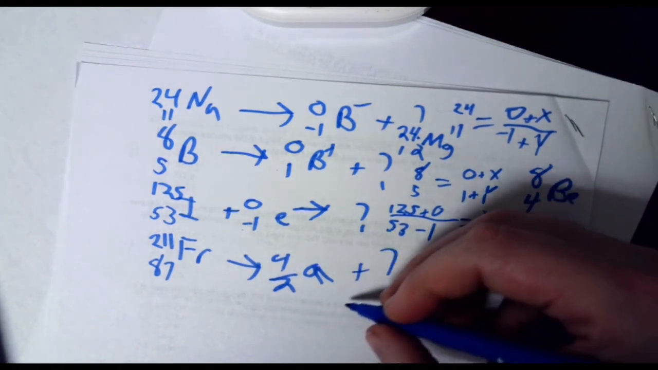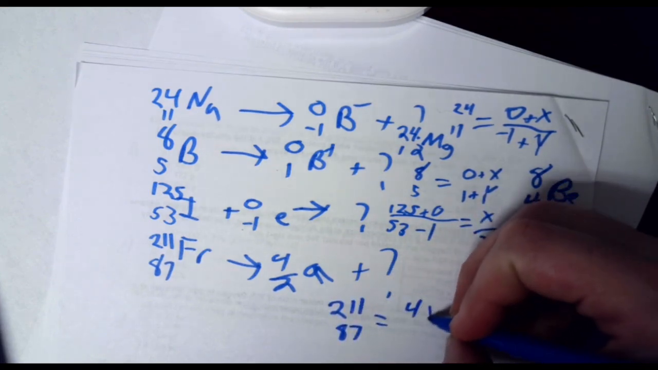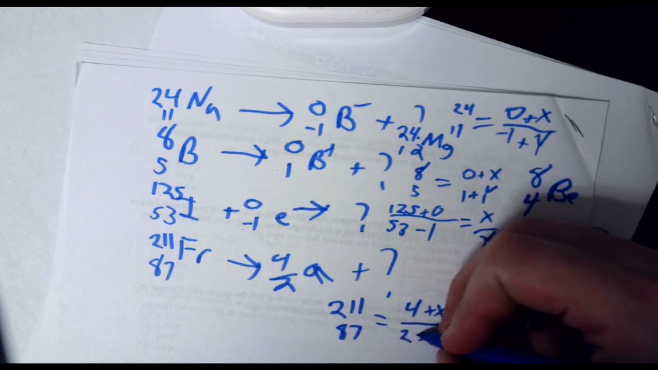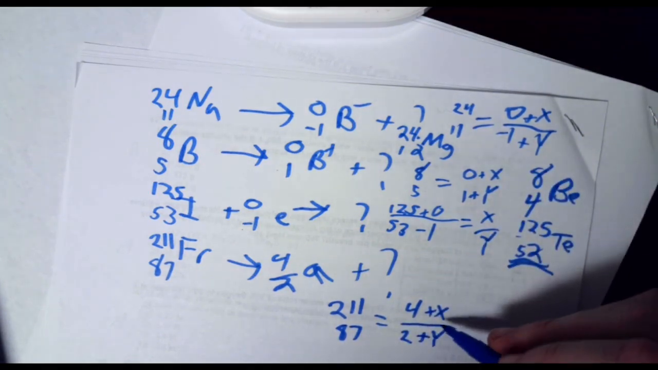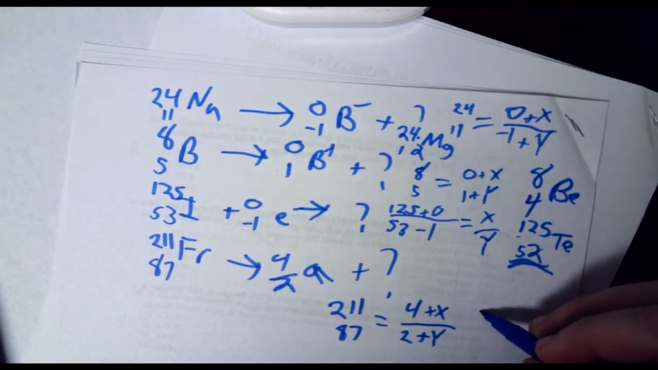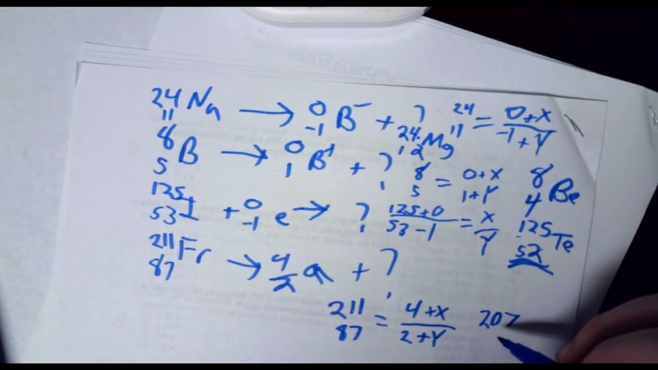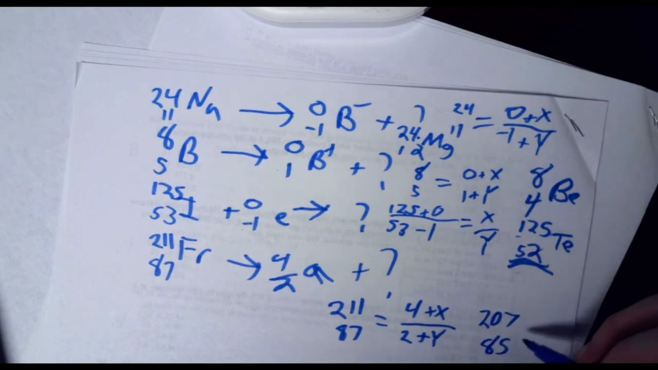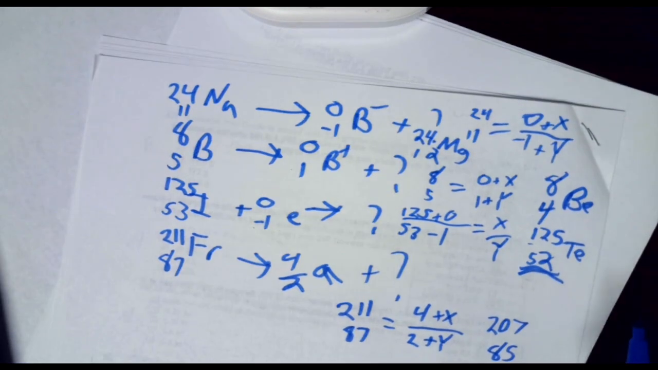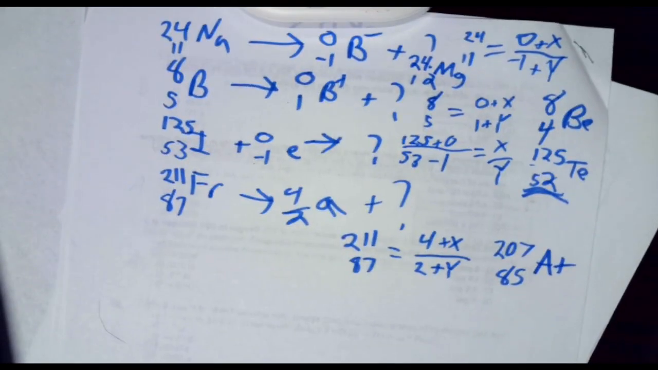This last one is probably the hardest one. 211, 87, 4 plus x, 2 plus y. So 4 plus x is 211. So that means we have 207, and 2 plus y is 87, so this is 85. So my element 85 with mass number of 207, 85 is astatine, At. So I'm just looking on the periodic table.